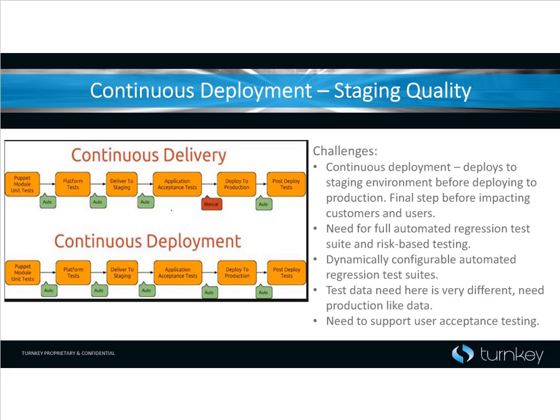So the quality process is different by phase. Some of the needs are different by phase. The testing types are different by phase. And in the case of the staging phase, the test data that's required is different than the earlier stages.